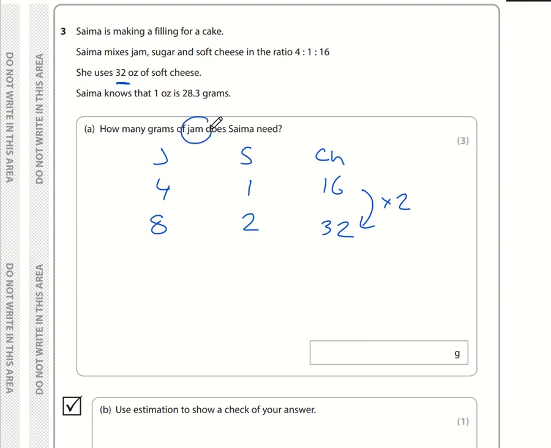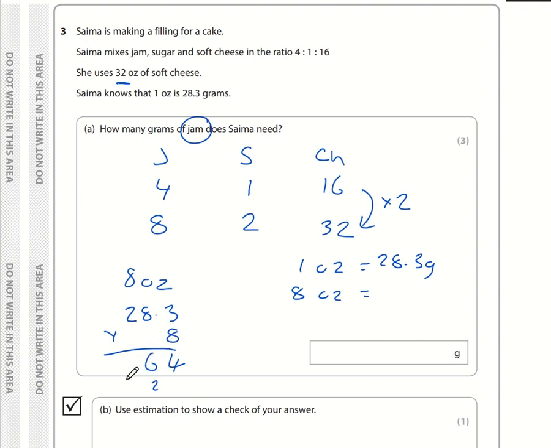So how many grams of jam does Saima need? Well, she needs 8 ounces. So what is that in grams? If 1 ounce is 28.3 grams, then 8 ounces is going to be 28.3 times 8. I'm just going to ignore the decimal point for now. 8 3s are 8, 16, 24, carry the 2. 8 8s are 64, 65, 66, carry the 6. 2 8s are 16, plus 6 is 22.